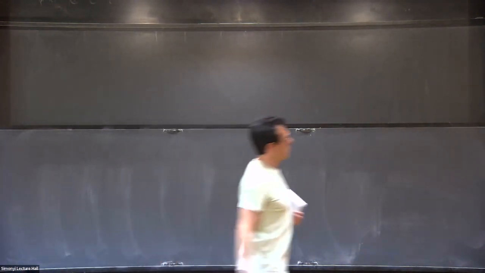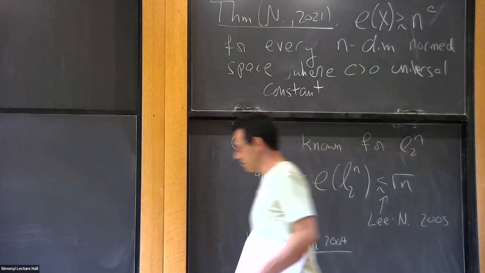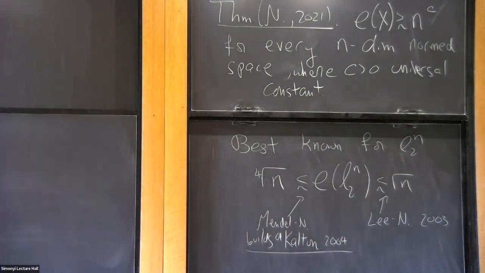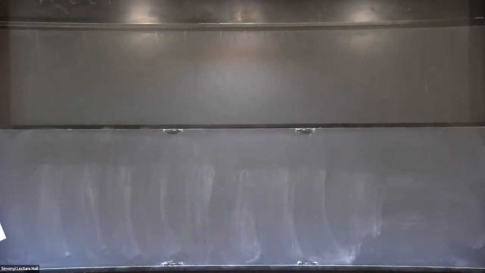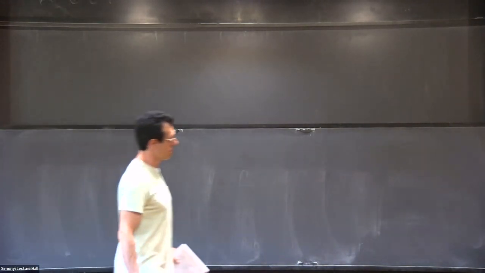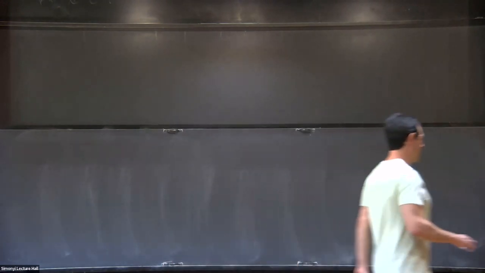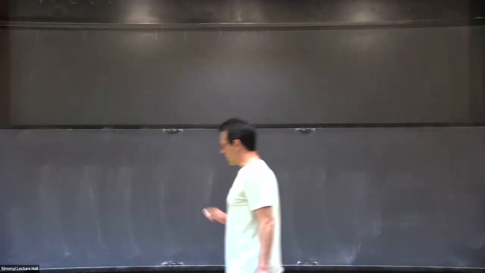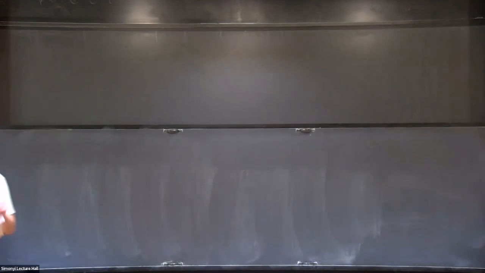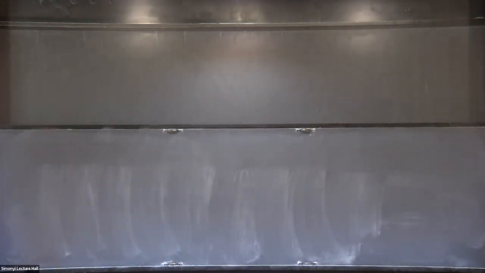But what about this n to the c constant here? I should say something about the lower bound. Maybe two words about the methods: a lot of the theorems in this area come from an analogy with the linear theory. So what would be the analog in the linear theory, in the Banach space world?